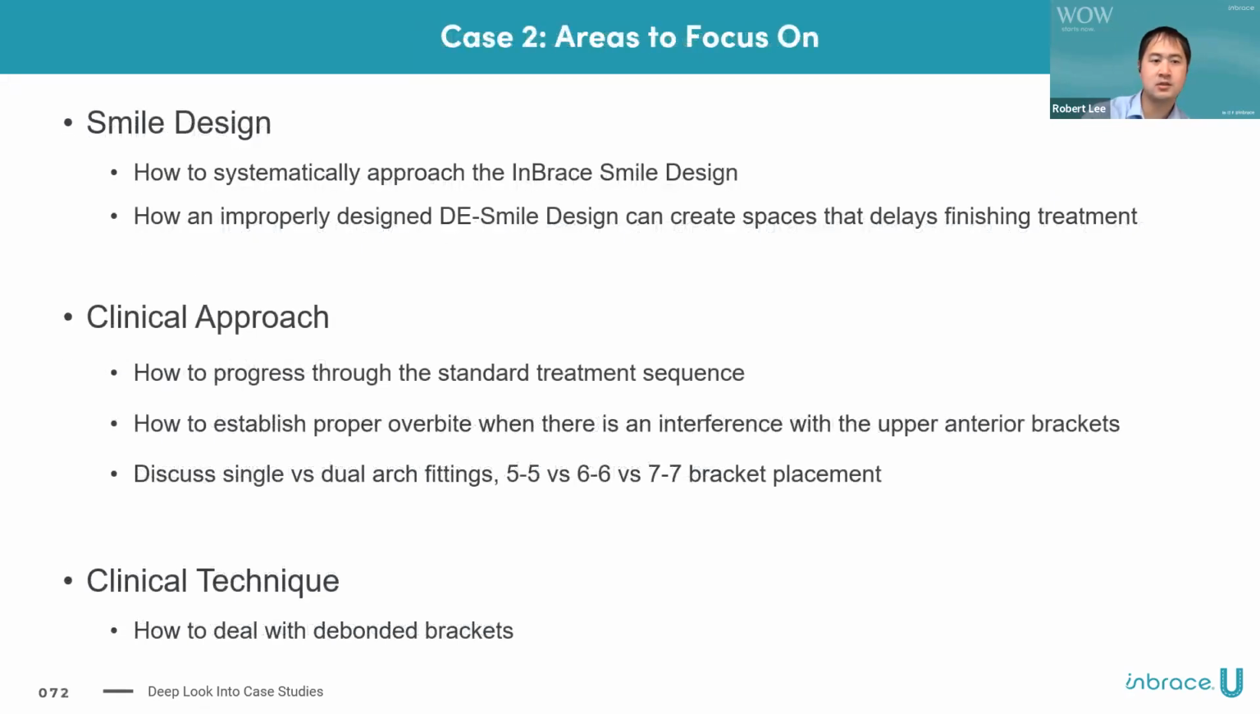Okay, so for the second case, again, with the smile design, we're going to systematically approach how to do the smile design. You're going to see again how an improperly designed smile design may create spaces that are going to delay your finishing and treatment. We're going to go again through the standard treatment sequence, discuss how you establish a proper overbite when there's interference with your upper anterior brackets. This will happen with some of your cases, and we're going to just discuss some general topics like single versus dual arch fittings, 5 to 5 or 6 to 6 or 7 to 7, as well as how to deal again with the debonded bracket.